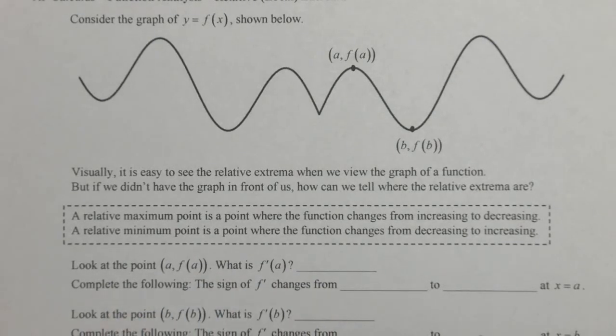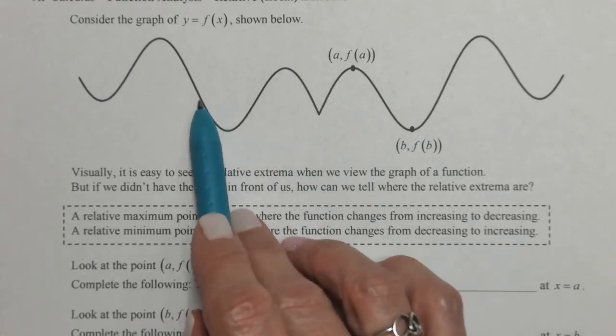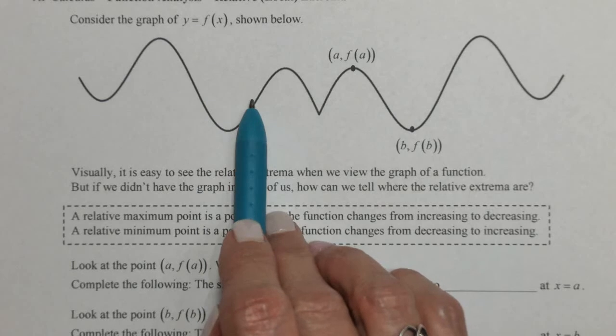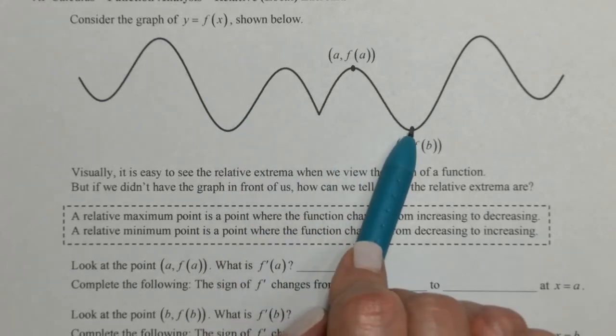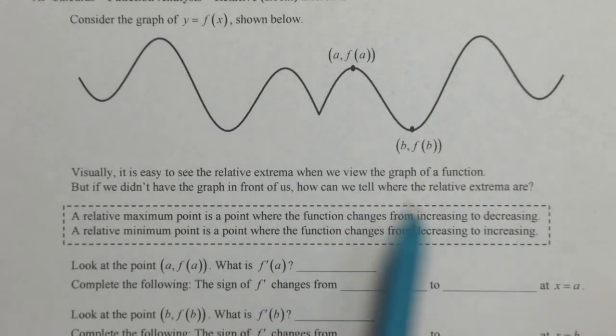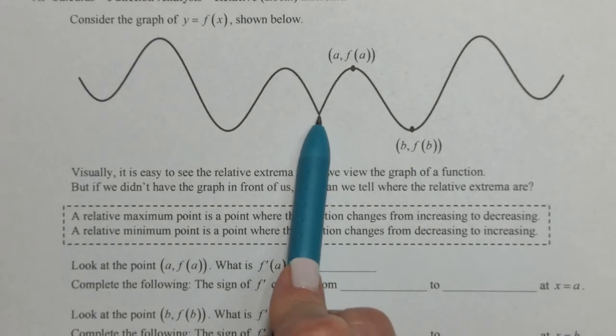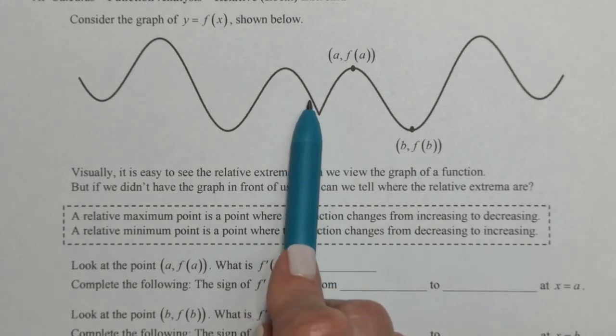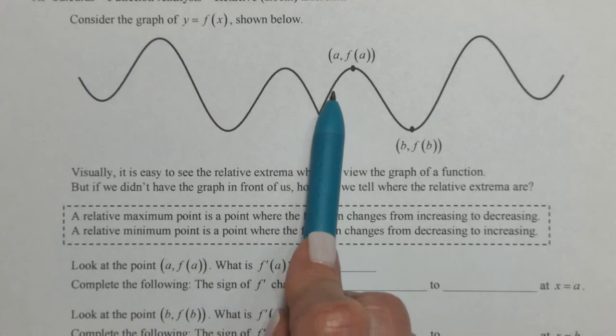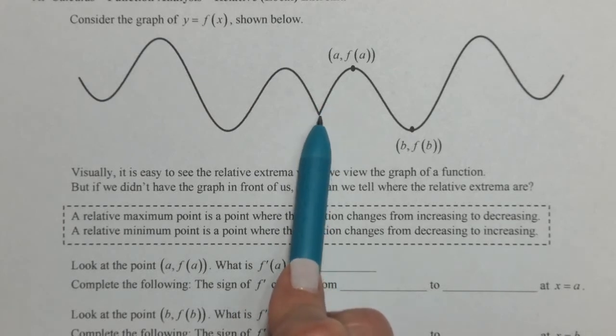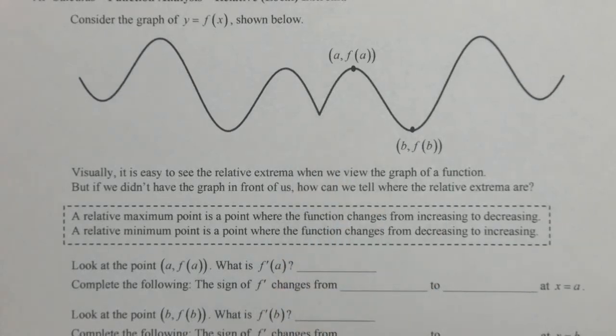Similarly, a relative minimum point is a point where the function changes from decreasing to increasing. So this would be a relative minimum point. This would also be a relative minimum point. We're going from decreasing to increasing, and the point does exist. So that makes it a relative minimum.